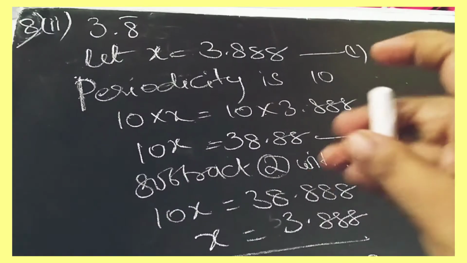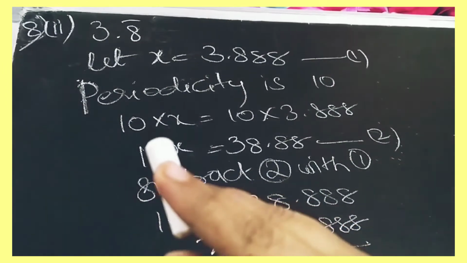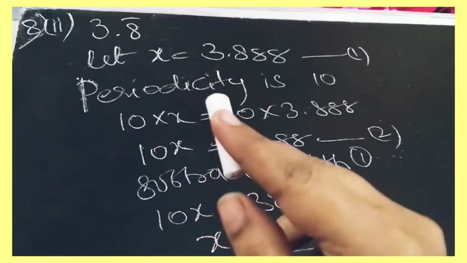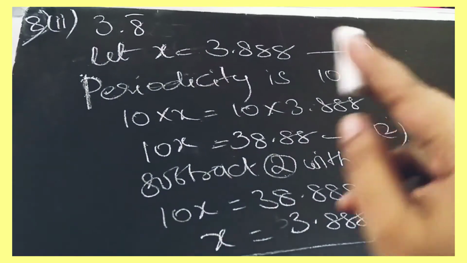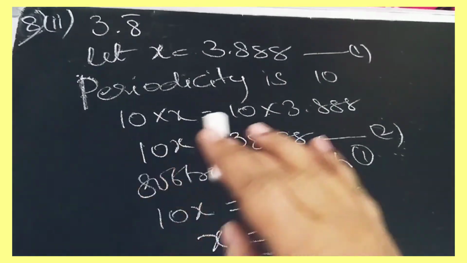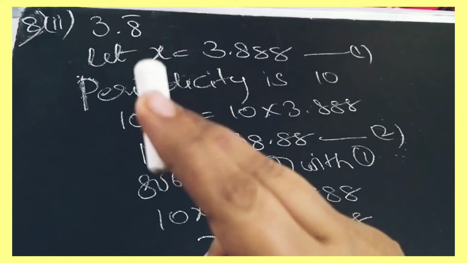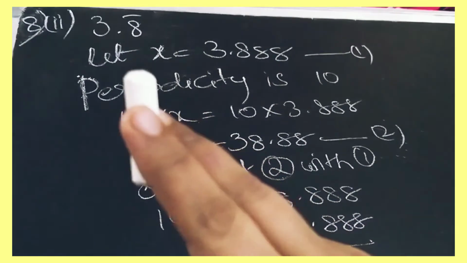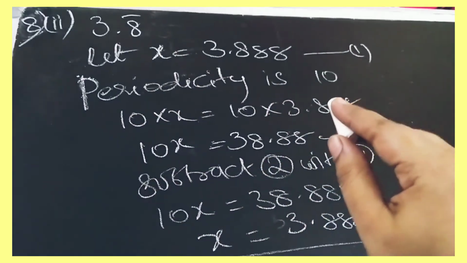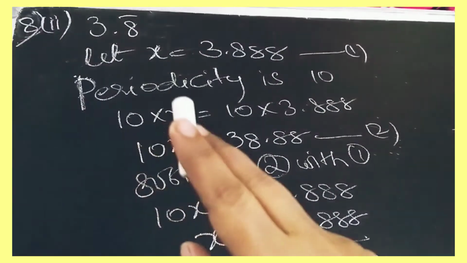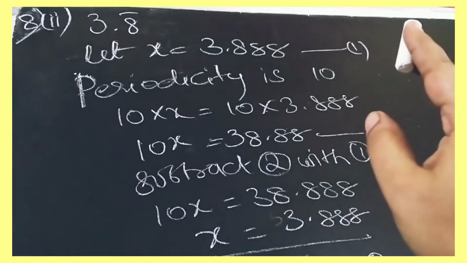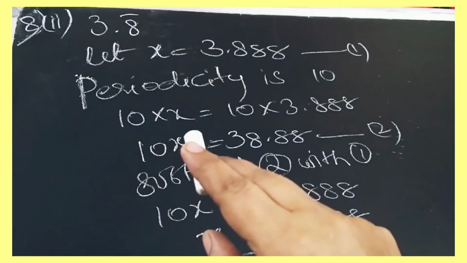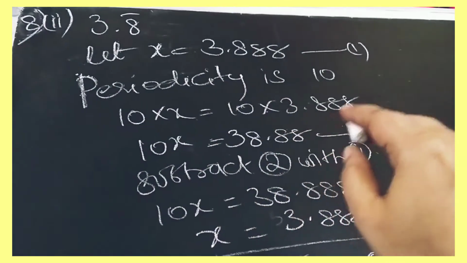Second sum is 3.8 bar. Again you have to take this 3.8 bar as let x is equals to 3.88, and you have to assume this as first equation. So here periodicity is 10. After point the bar is on one number, so you have to take periodicity 10. So now you have to multiply 10 with this first equation. So 10 into x, you have to take 10 into 3.888.